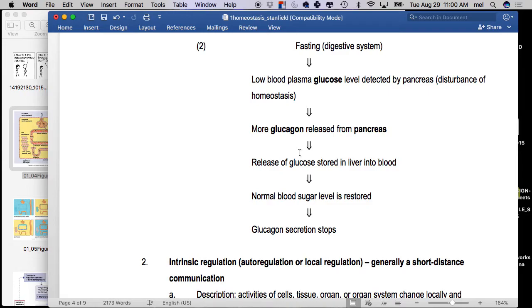Liver is the primary one. So the liver has glycogen stored, right? And glucagon goes to the liver. And what's it going to tell the liver to do? Dump that glucose into the bloodstream. And then what happens to the glucose level?